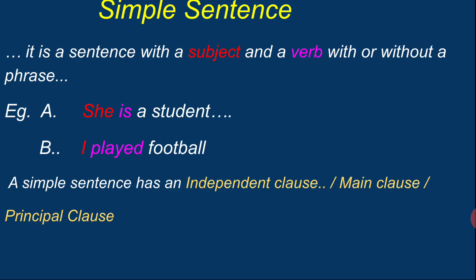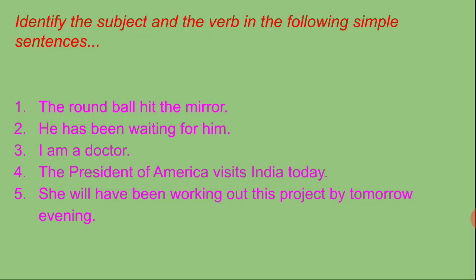So in the next slide, you are going to identify the subject and the verb in the following simple sentences. Look at this sentence: The round ball hit the mirror. Which is the subject and which is the verb? He has been waiting for him. I am a doctor. The President of America visits India today. She will have been working out this project by tomorrow evening. So identify the subject and the verb.